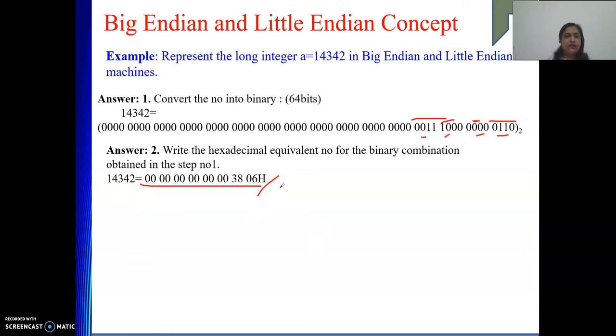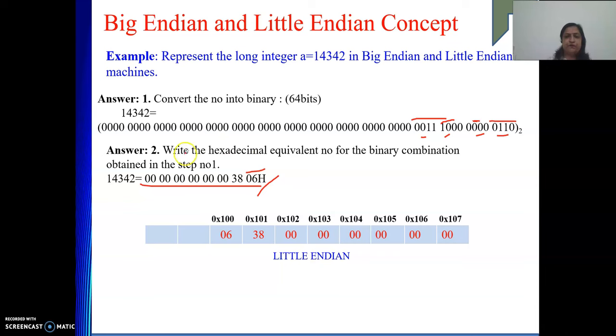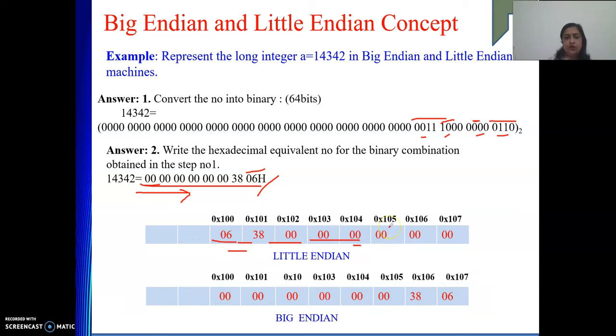Done. Now we need to store it in memory in little as well as big endian. So little endian, first the least significant byte. So 06, then 38, then all 00s. This is how we have stored. And in case of big endian, where will I start from? I'll start from this end. So first I will store 00 at this address, 00, 00, 00, 00, and so on. At the end, 38 and 06 will come, right?